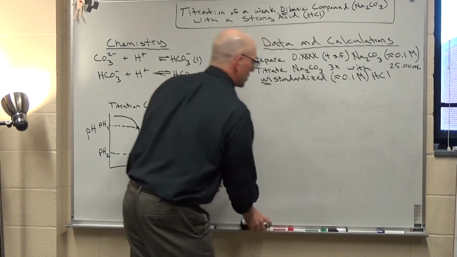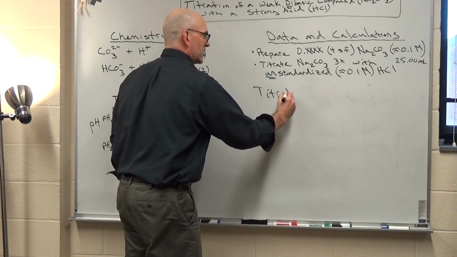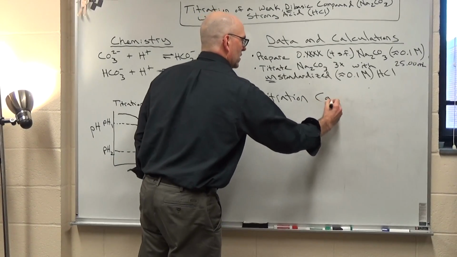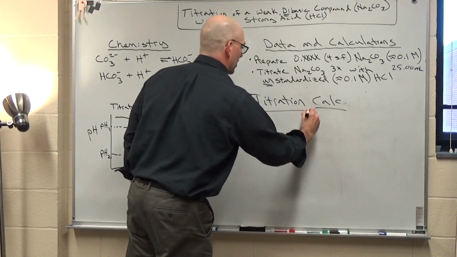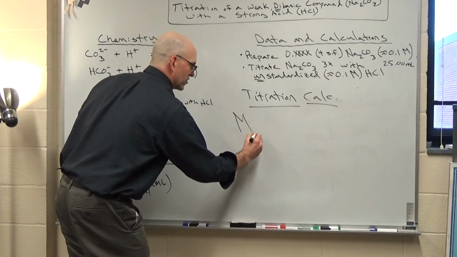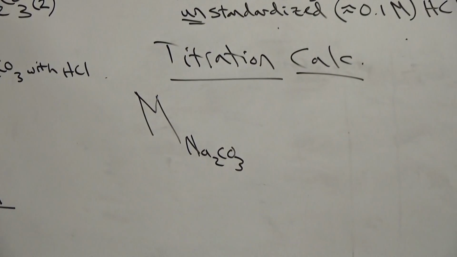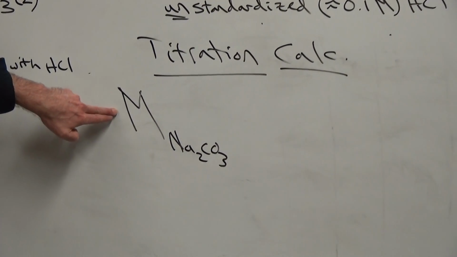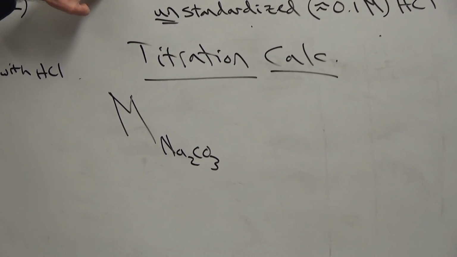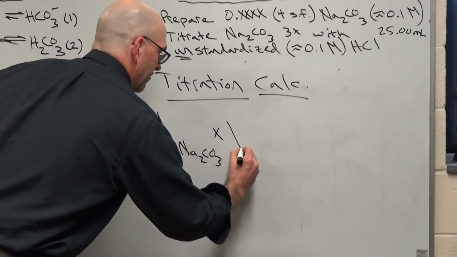And you've done this before. So this is a titration calculation. And titration calculations all start off the same way. You start off with the molarity of your standard. So you know what this molarity is to 4 sig figs. You know what that is. And you multiply it by the volume.